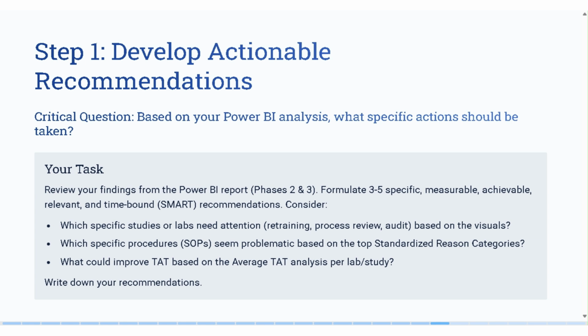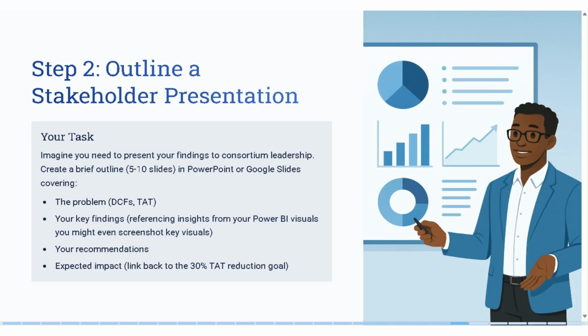So you should consider which specific studies or labs need attention, which specific procedures seem problematic based on the top standardized reason categories? Do we have a problem with sample collection? Do we have a problem with releasing results? Do we have a problem with visit codes or participant initials? Like, where is this problem and where is it prevalent? Then you will also review what could improve the turnaround time based on the average TAT analysis per lab or per study.